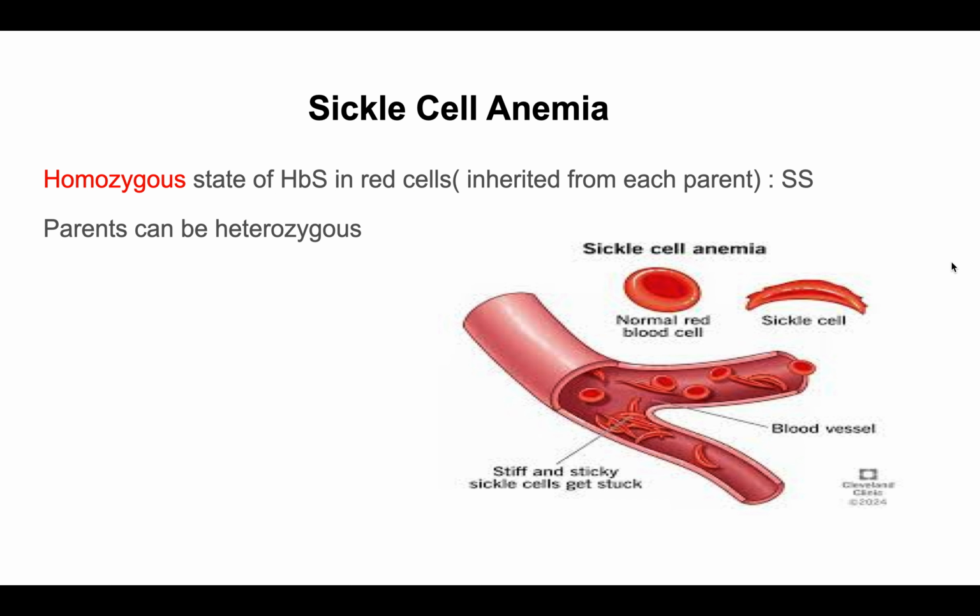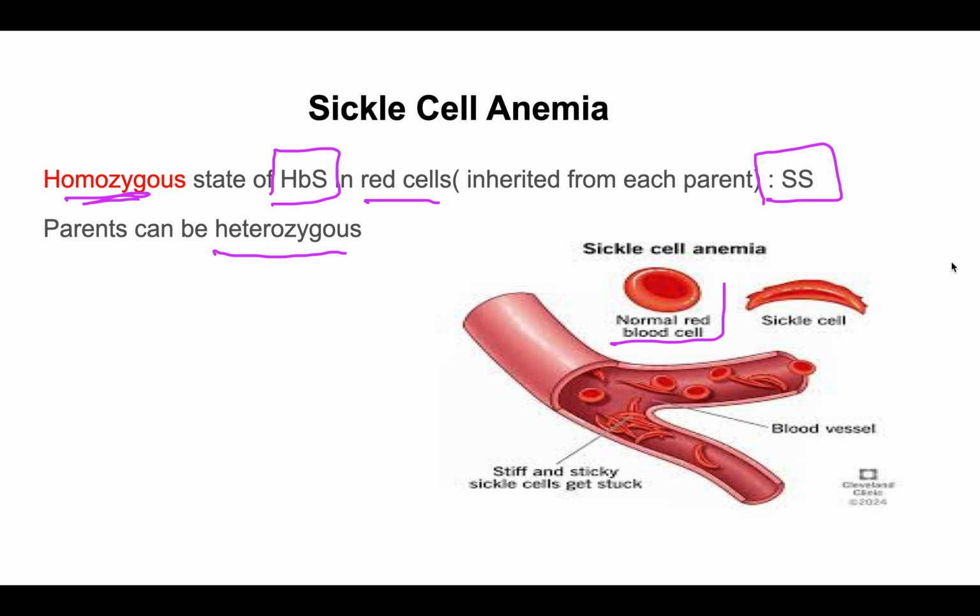Now going to sickle cell anemia. As we discussed, it is a homozygous state of HbS in the red cells. Here two genes are abnormal, and the parents can be heterozygous. Both are giving their abnormal gene to the child. Now the child is homozygous, and the child will develop sickle cell anemia.